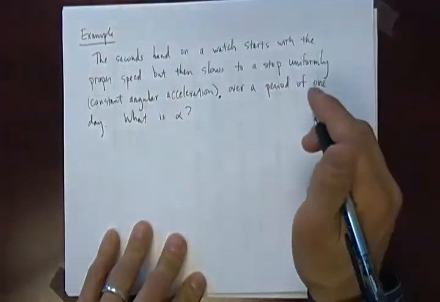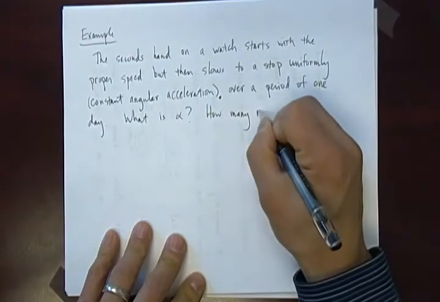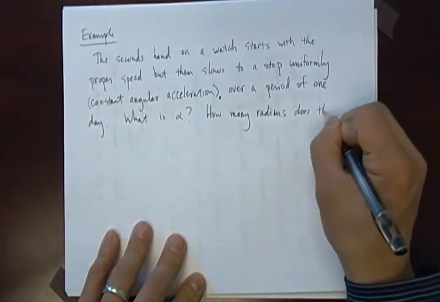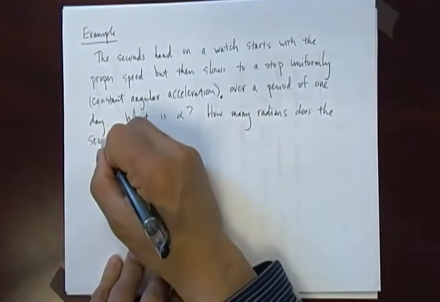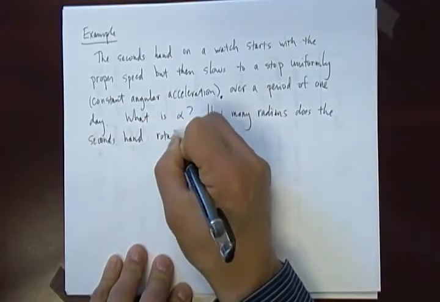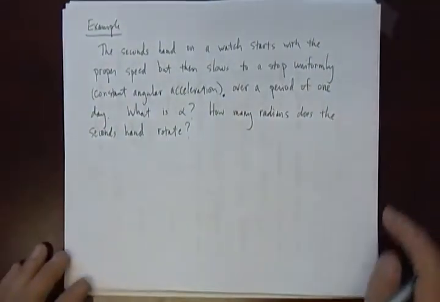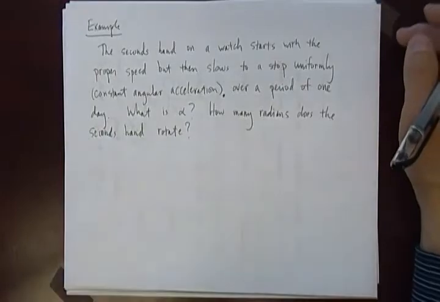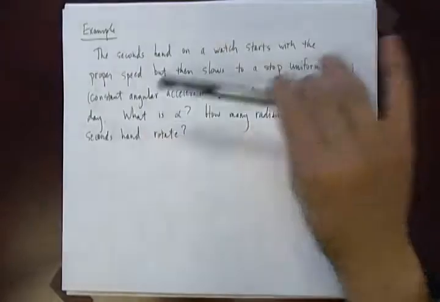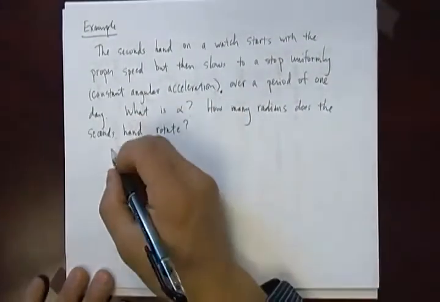Okay, this constant angular acceleration, and how many radians does the seconds hand rotate during that time of 1 day? Alright, that sounds kind of complicated. It may be kind of confusing because I gave you absolutely zero numbers except for saying 1 day, and so maybe it's hard to see how to start this problem, but let me try to show you it's not that hard.